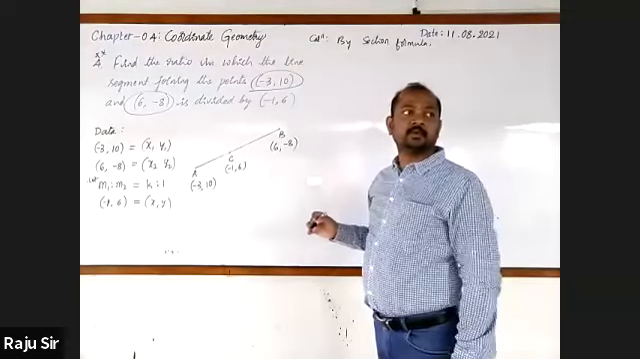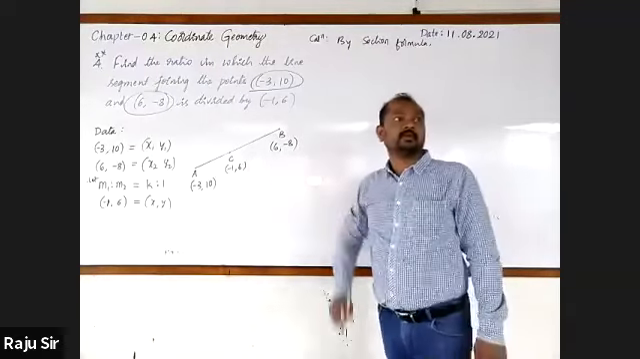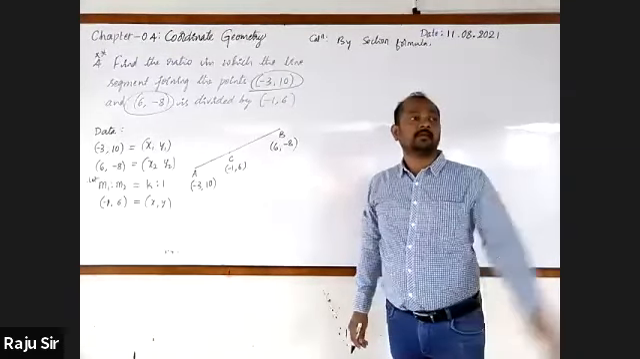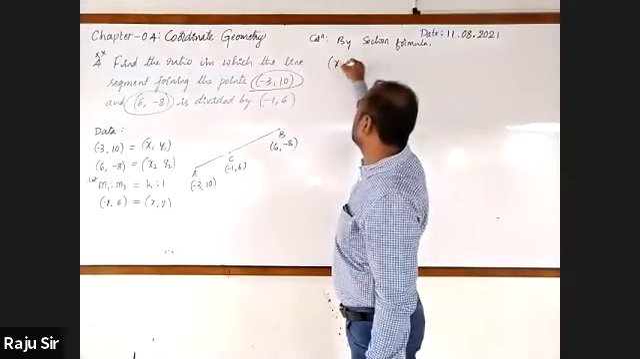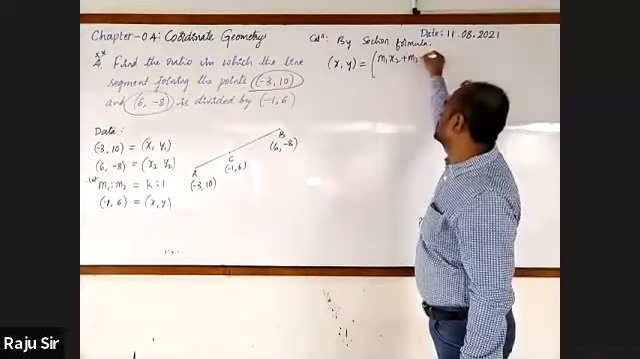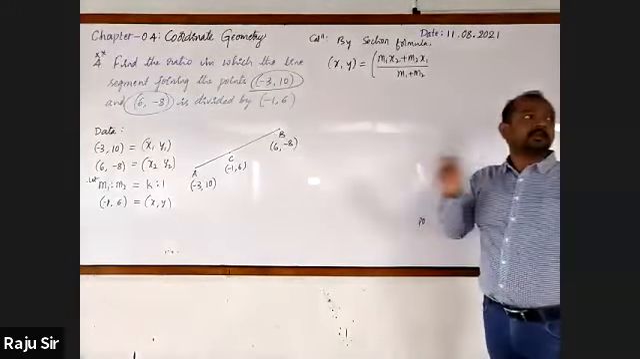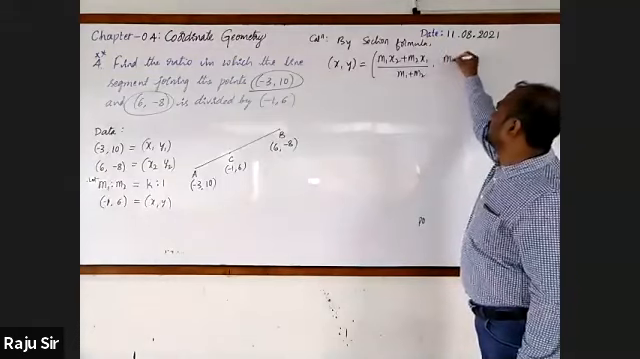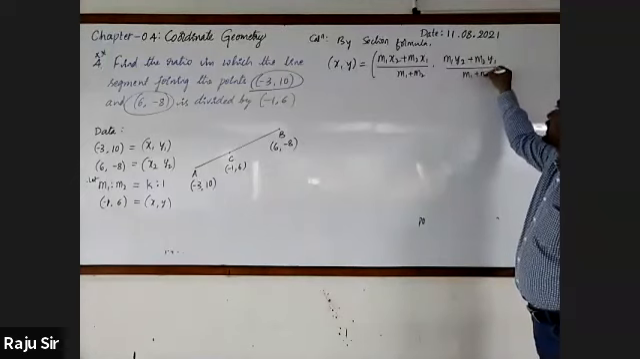Don't turn the pages and don't go through the pages. Observe the board and tell. x comma y is equal to m1 x2 plus m2 x1. Before writing, you should tell. You practice. Next, m1 y2 plus m2 y1 by m1 plus m2.